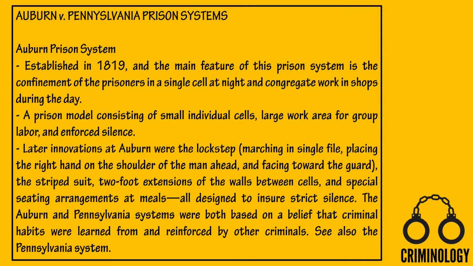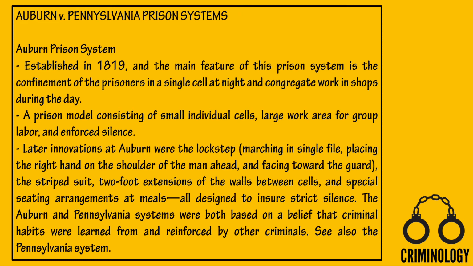Later innovations at Auburn were lockstep, marching in single file, placing the right hand on the shoulder of the man ahead and facing towards the guard. The strip suit, 2-foot extensions of the walls between cells, and special seating arrangement at meals, all designed to ensure strict silence. So the very essence is to have silence.